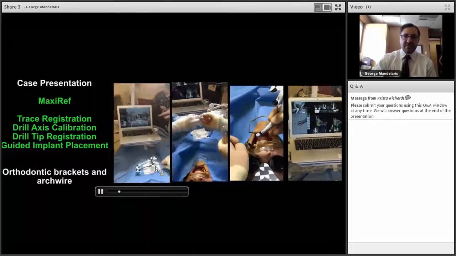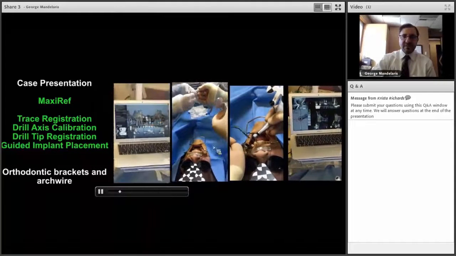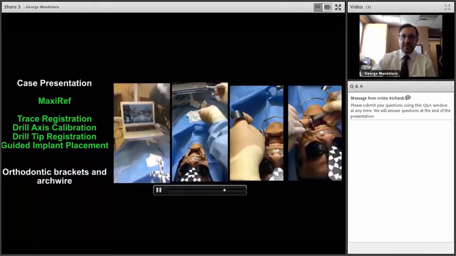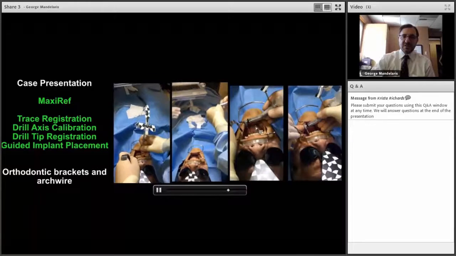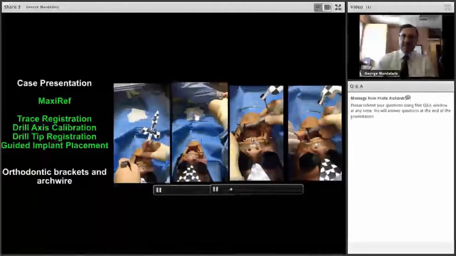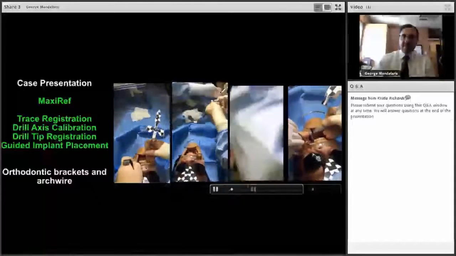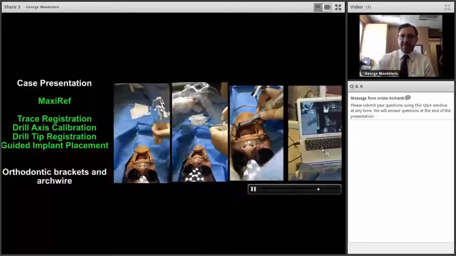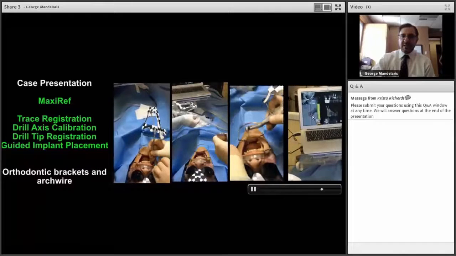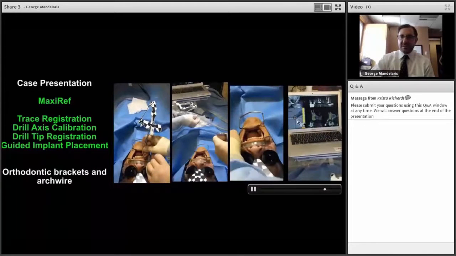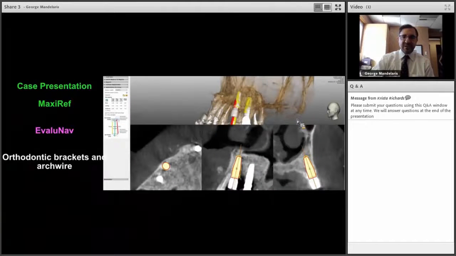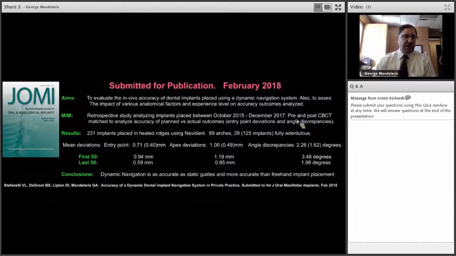But again, we're going to start with trace in place, register the teeth. That's going to be our fiducials. Then you can see the MaxiRef here. We're going to go ahead and calibrate the axis, register the drill tip. Here I'm doing an accuracy check. Once that's confirmed, we then move on to our osteotomy site preparation. And again, you can see the accuracy here, and you can see it in real time, which is pretty exciting. Again, Evalunav to show you how good you are on that particular day.